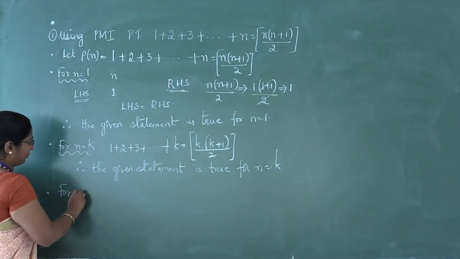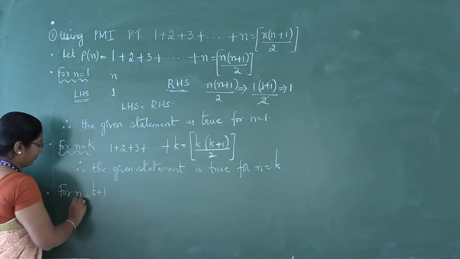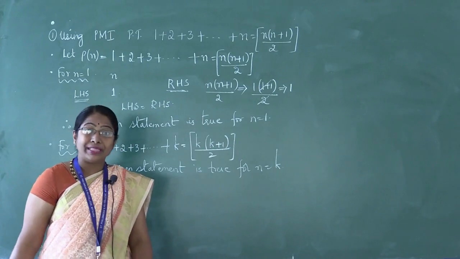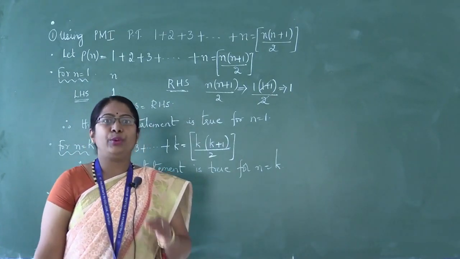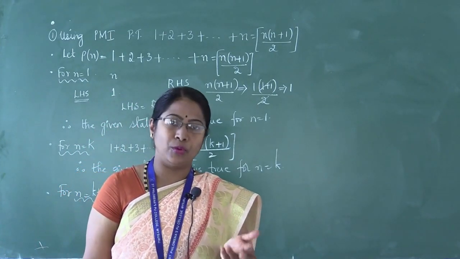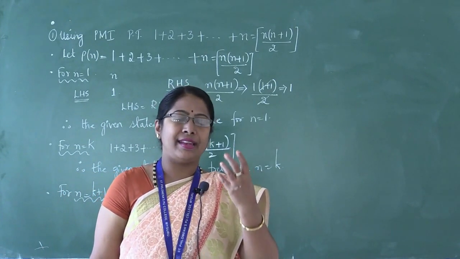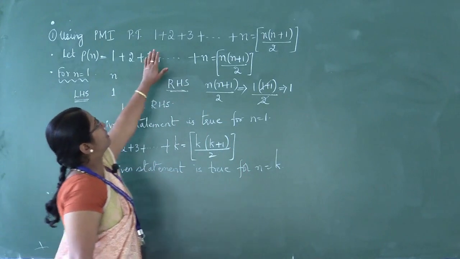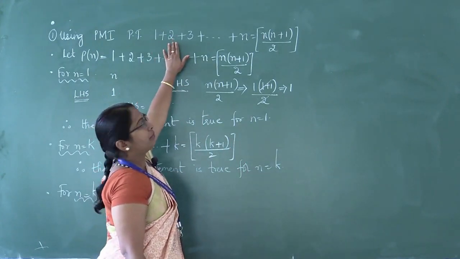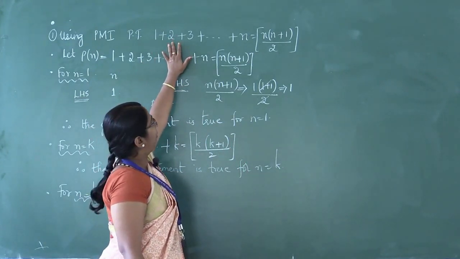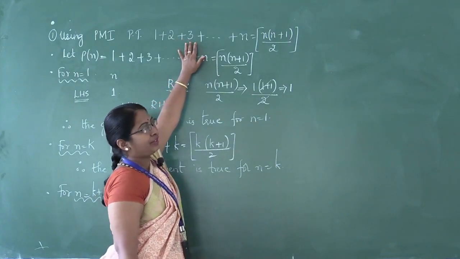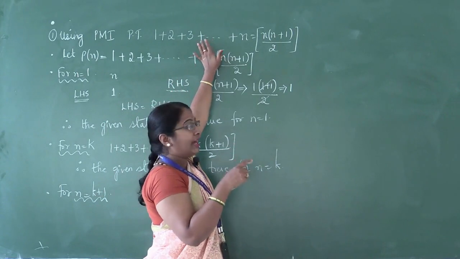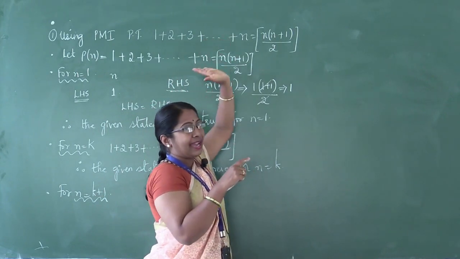Now, kindly observe, for n is equal to k plus 1th step, what do we do? We will add the next term on both the sides. Now, observe the question. After 1, which number do we have? 2. After 2, which number do we have? 3. So, after 3, which number will be here? 4. And after 4, it will be 5 and so on.